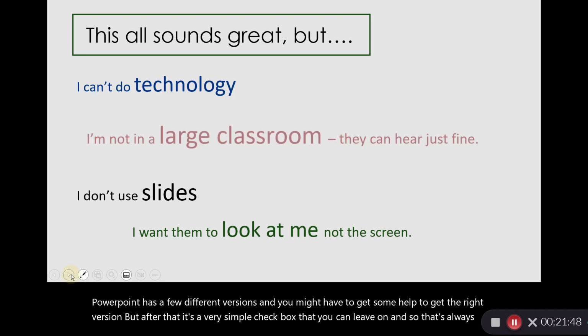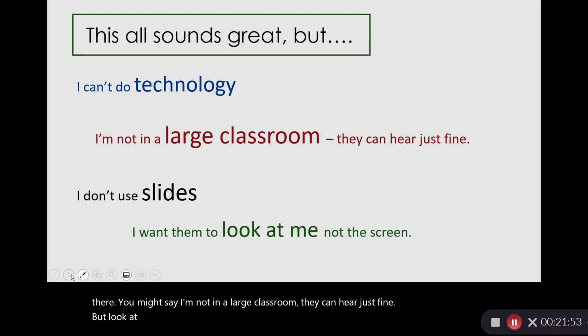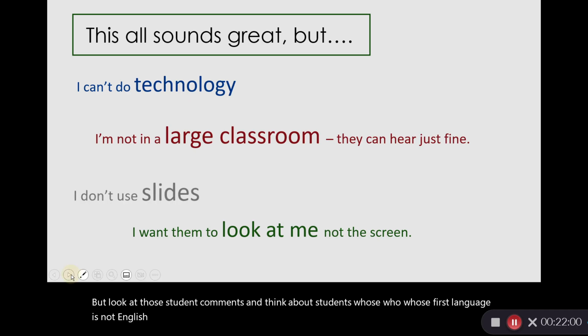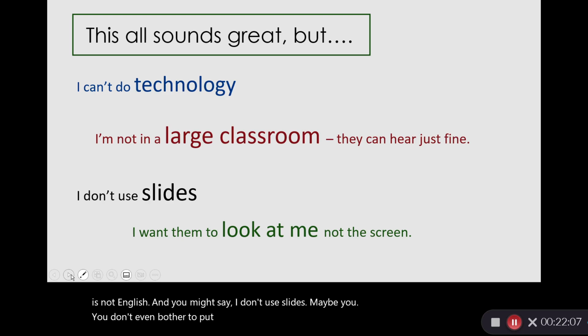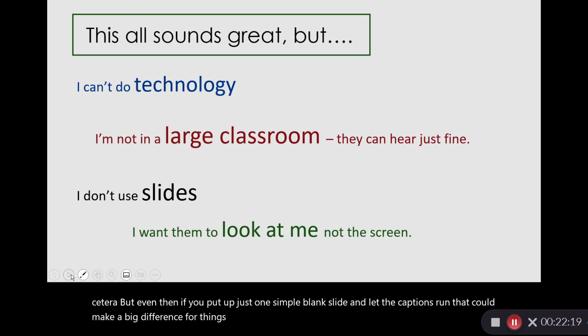You might say, I'm not in a large classroom, they can hear just fine. But look at those student comments and think about students whose first language is not English. And you might say, I don't use slides. Maybe you don't even bother to put anything up during your classroom. You're having discussions, etc. But even then, if you put up just one simple blank slide and let the captions run, that can make a big difference for things like announcements and such that are important for students to pay attention to.